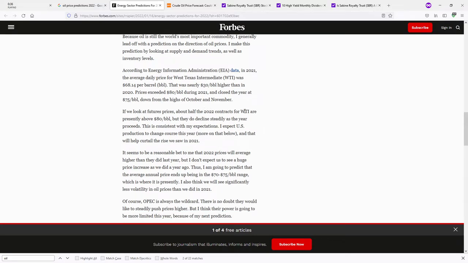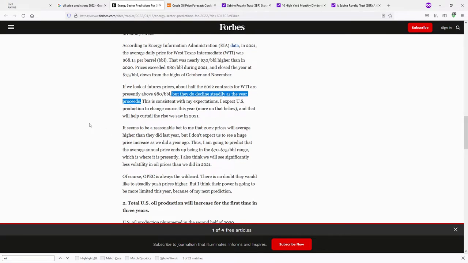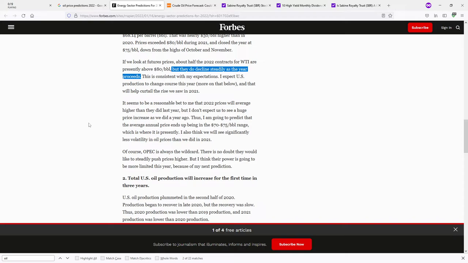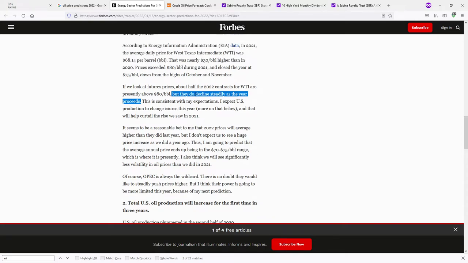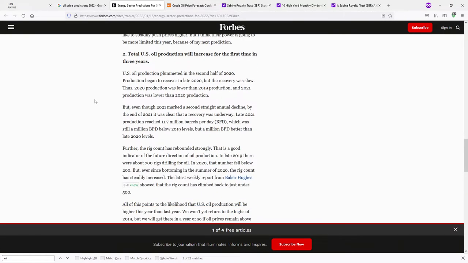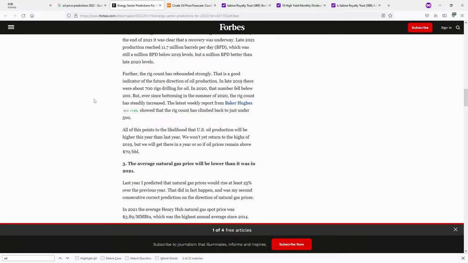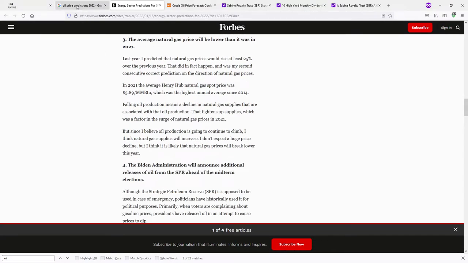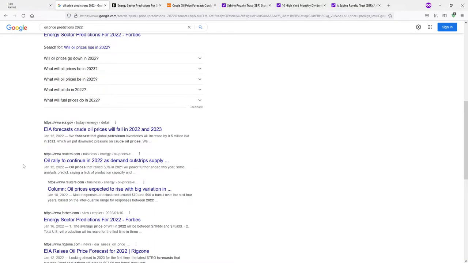2022 contracts for crude are presently above $80 per barrel, but they do decline steadily as the year proceeds. Are you stating that as fact? Or as prediction? Because it sounds like you're stating it as fact. It's like you know what's going to happen in the future. You don't know the future. Nobody knows the future. Except for me, I know the future. Always. I am infallible. That's a joke. I'm not infallible. I'm a dumbass.